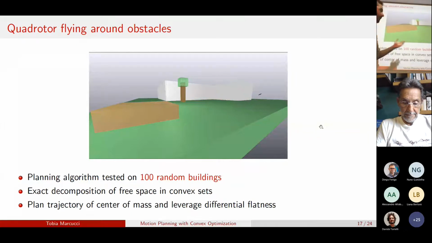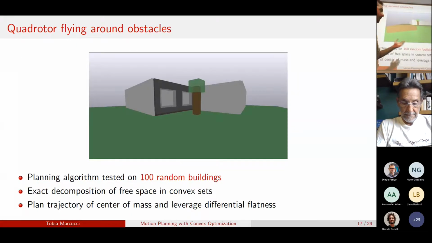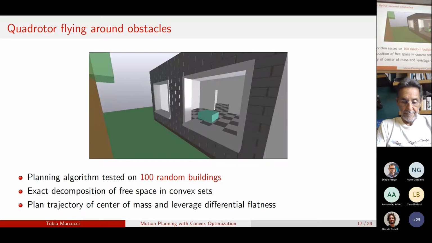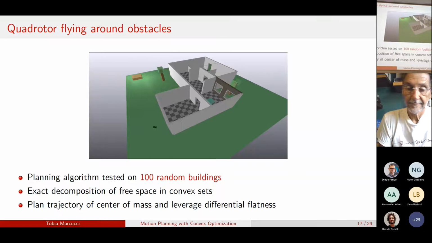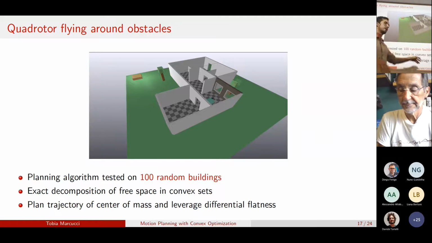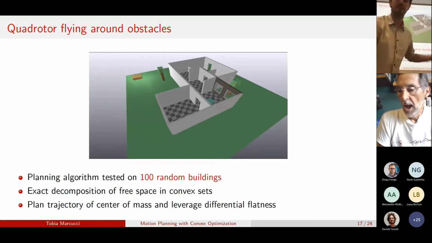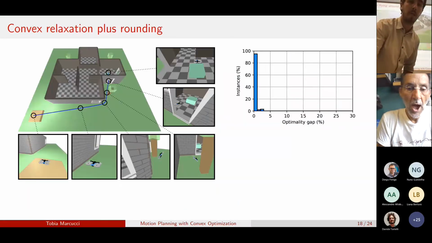We tried the motion planner on UAVs, just in a simple simulation environment. We tested on 100 random buildings of this form. In this case, the decomposition of the free space can be done exactly because we have polygonal obstacles. And we planned the trajectories in 3D for this UAV, and we used differential flatness to reconstruct the orientation and the thrust of the UAV. So we need to plan trajectories that are highly differentiable.